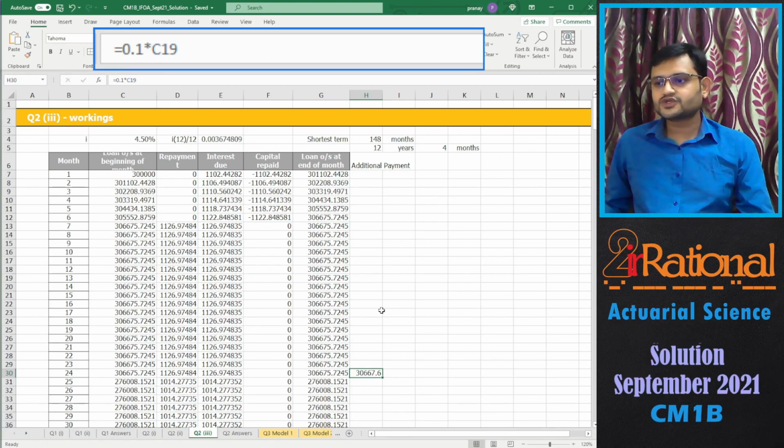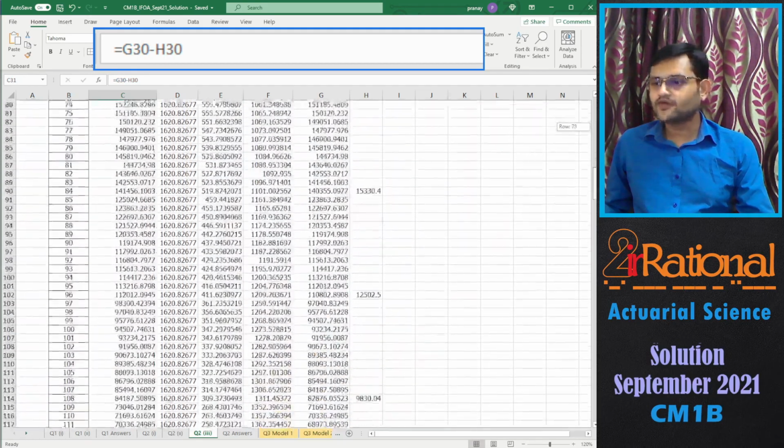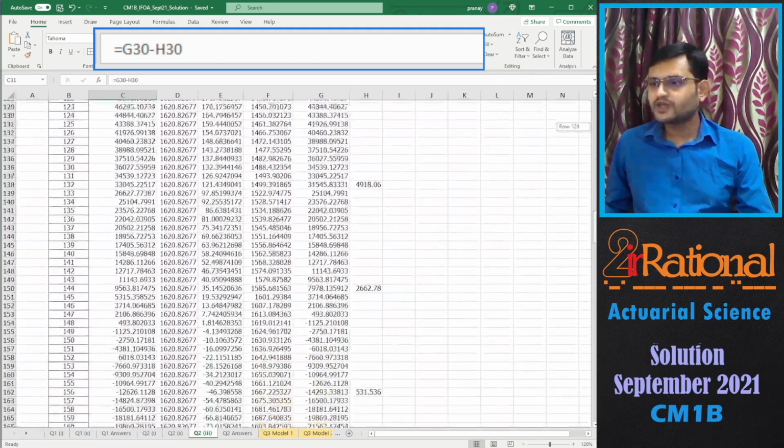Once I make this, all I have to do is then repeat it. Each time the amount taken, the loan outstanding, was at the beginning of the year, and the payment was done at the end of the year. And for our loan outstanding at the beginning, we have to subtract our loan outstanding at the end with this additional payment. So I did that for all of them and searched for where our value becomes negative.